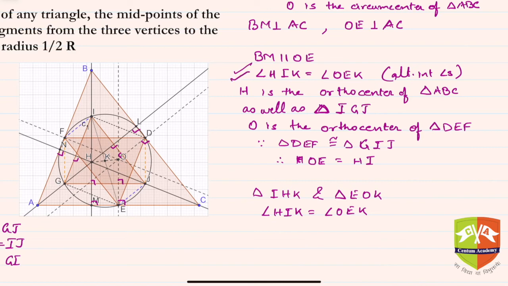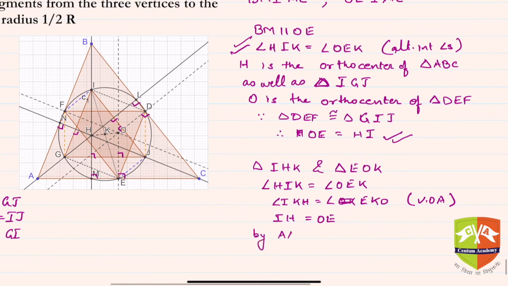Then clearly, angle IKH is equal to angle EKO, vertically opposite angles, right? And we just proved that IH is equal to OE. We just proved here, correct? Therefore, by AAS congruence criteria, triangle IHK is congruent to triangle EOK. IHK is congruent to EOK, correct?